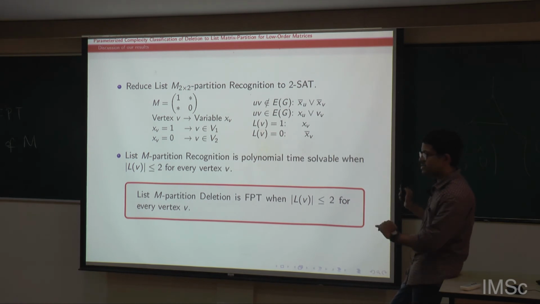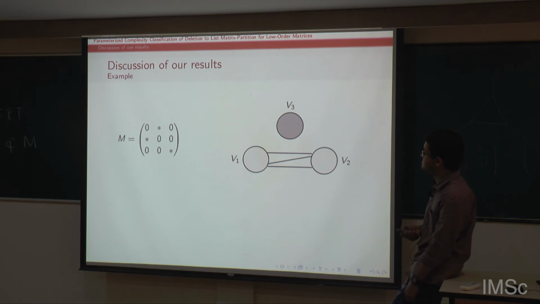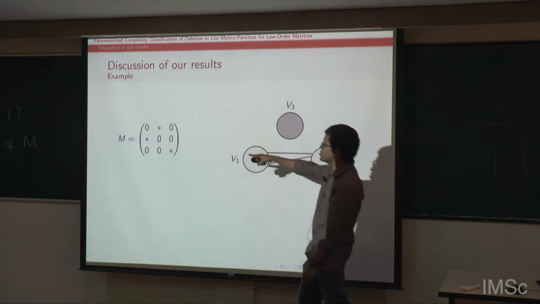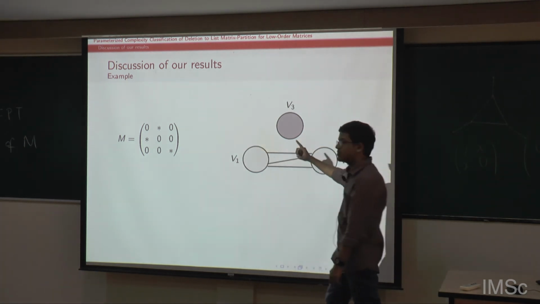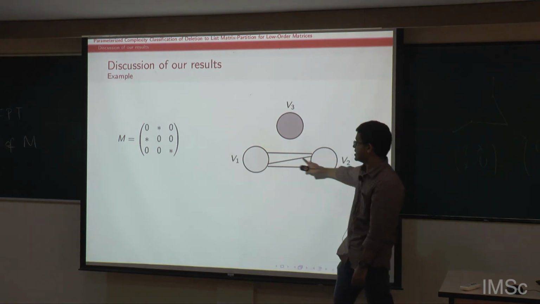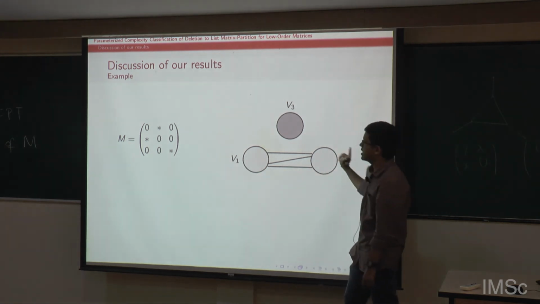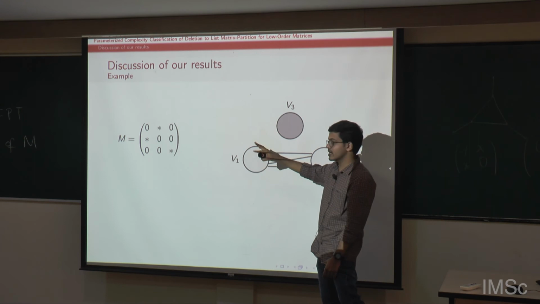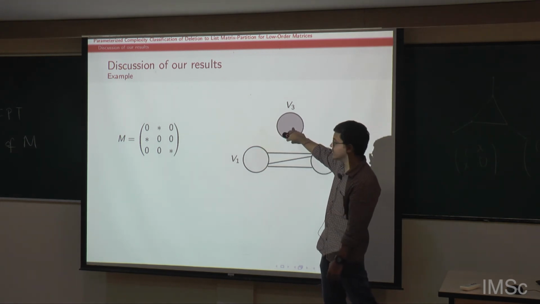Okay, so keep this in mind. We will see one more example. So let's look at this matrix. The first 2 diagonal entries are both 0, which means the first 2 parts should be independent sets, and the third diagonal entry is a star, so we don't care about the adjacency within this part.